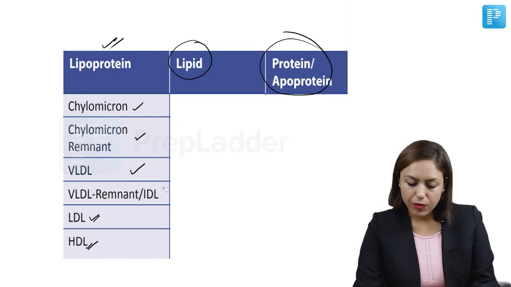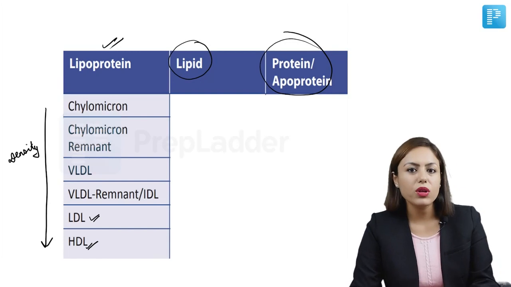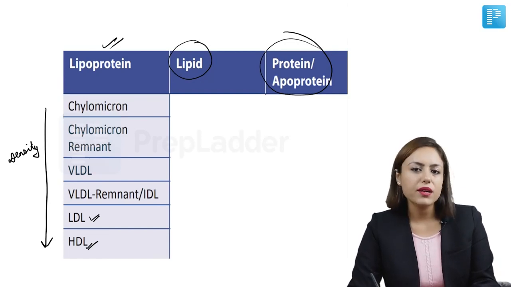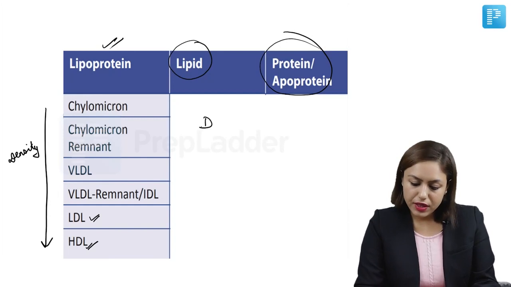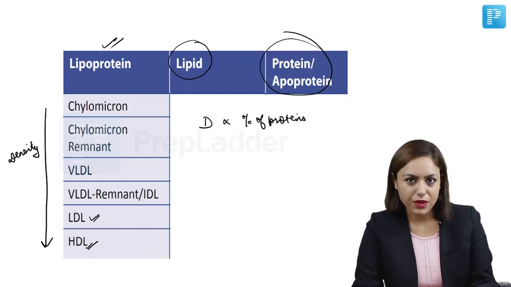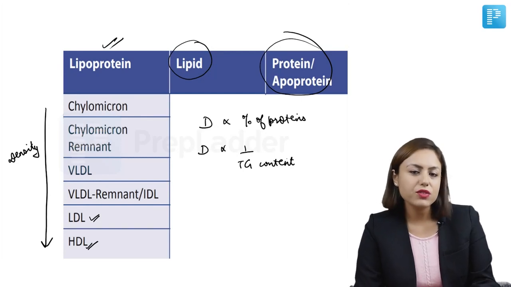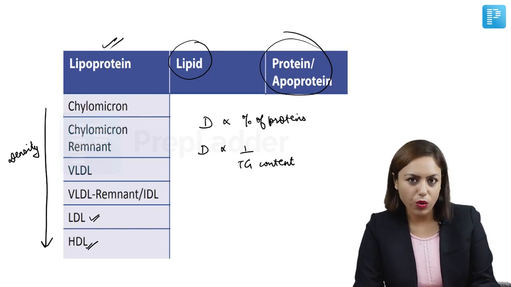Right? Now, why am I going to use this sequence? Because in this sequence, density is increasing. So chylomicron has the least density and HDL has the maximum density. That's why the name high density lipoprotein. Okay. Now, density is directly proportional to the percentage of proteins. So maximum proteins are present in HDL, right? Density is inversely proportional to triglyceride content. So maximum triglyceride content will be present in chylomicron, right?